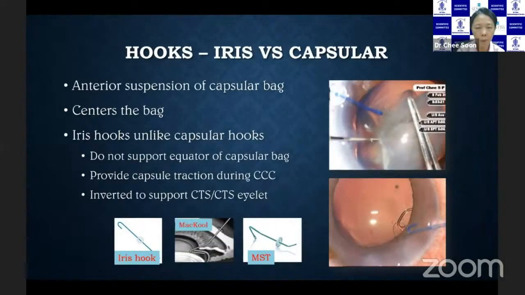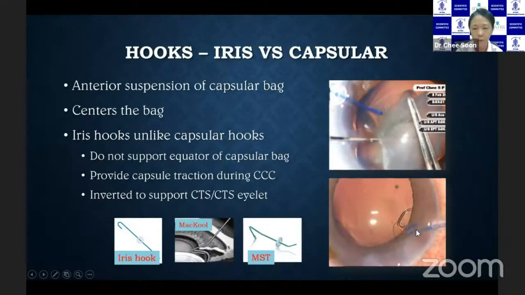What is important is knowing the difference between iris hooks and capsular hooks because we use them for different purposes. Both iris hooks and capsular hooks do provide some suspension of the capsule in the anatomical position. They center the bag, but iris hooks, unlike capsular hooks, do not support the equator of the capsular bag, though they do provide capsular traction when you're doing a capsulorhexis like this. So it is definitely better to use an iris hook than a capsular hook here. You can also use this to invert your hook and support a capsular tension segment eyelet.